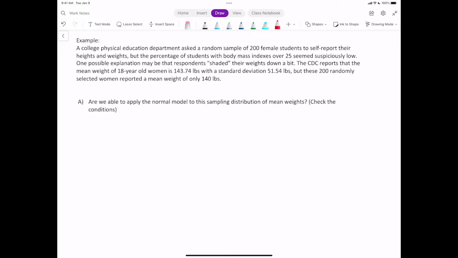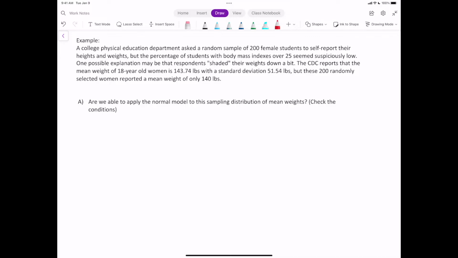Anyways, one possible explanation may be that the respondents shaded their weights down a bit, so they lied. The CDC reports that the mean weight of an 18-year-old woman is 143.74 pounds with a standard deviation of 51.54 pounds. But these 200 randomly selected women reported a mean weight of only 140 pounds. Okay, so that's the background information, a lot of information there.